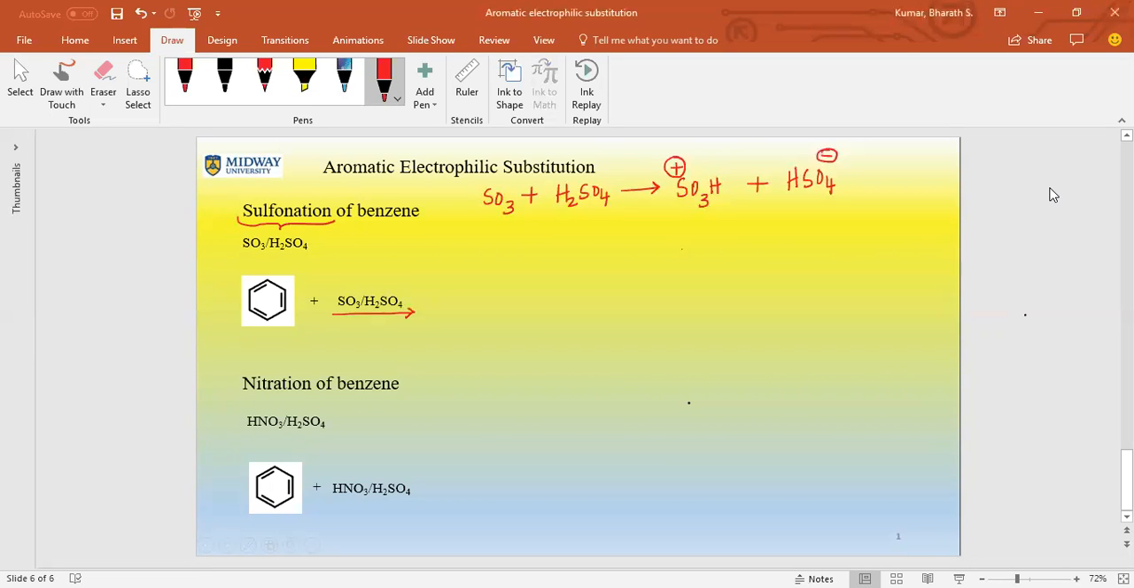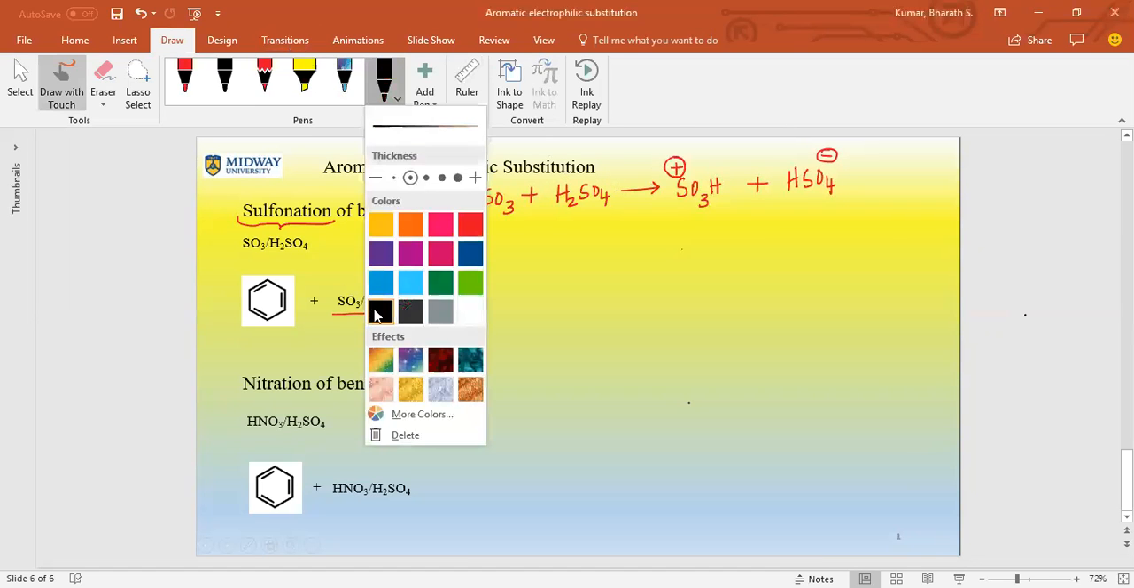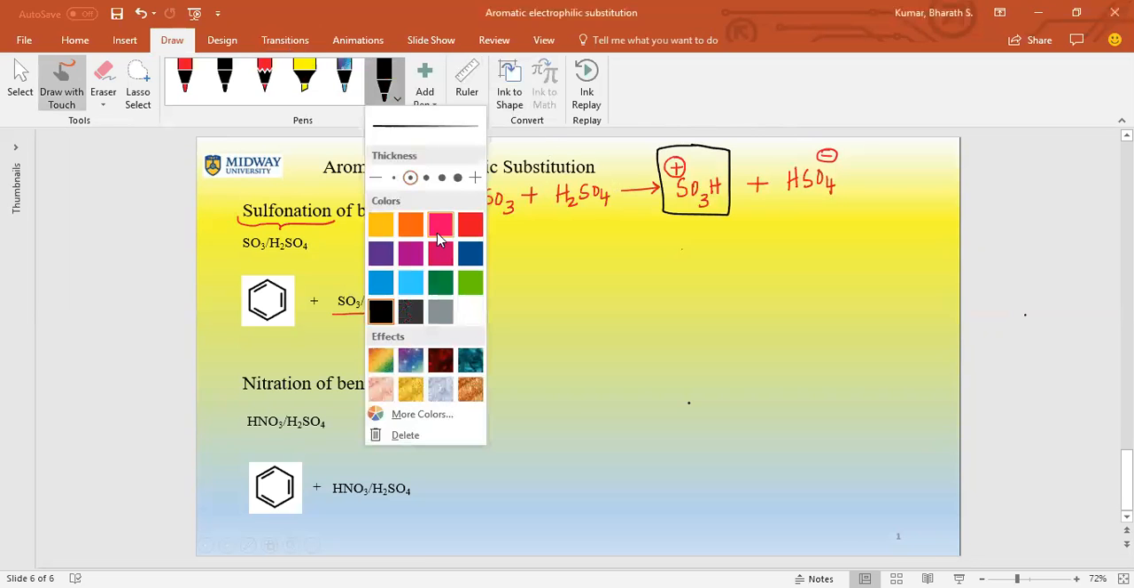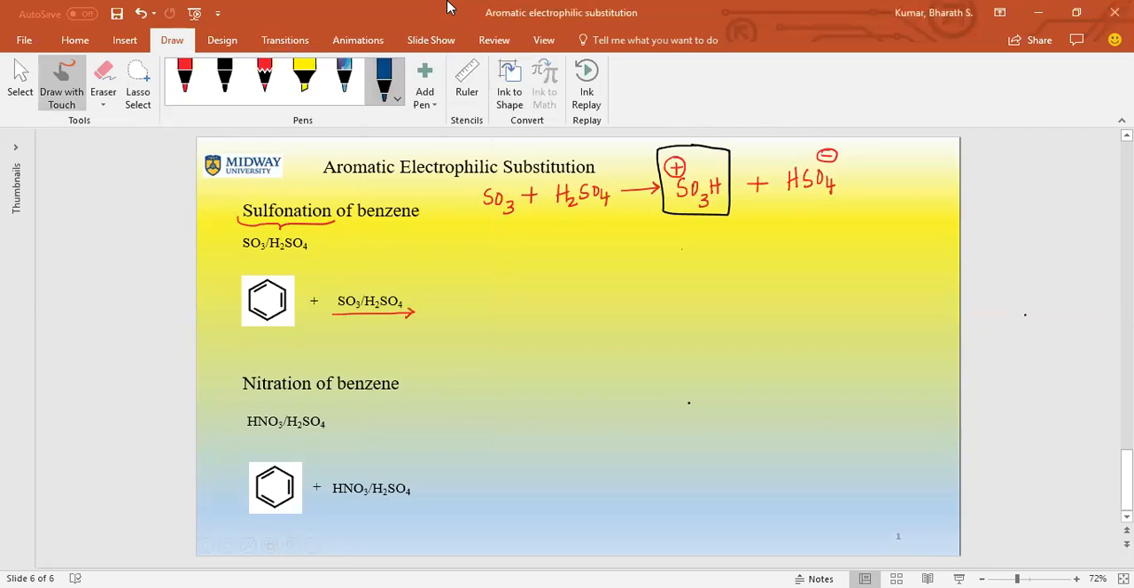Now I'm going to box the electrophile in a different color. So this is your electrophile. That's what is going to react with your benzene ring. So here is your benzene ring, plus your electrophile, SO3H. Now keep in mind, the benzene ring already has two hydrogens on either side of this double bond. Now what happens?